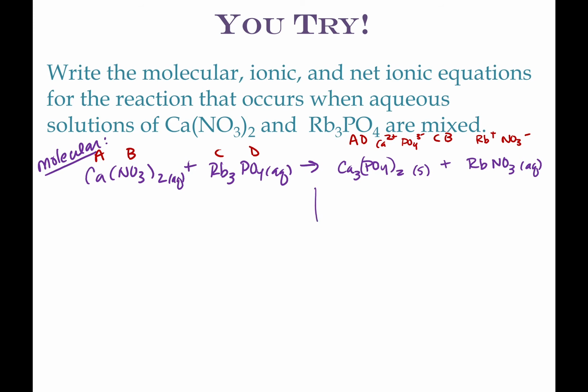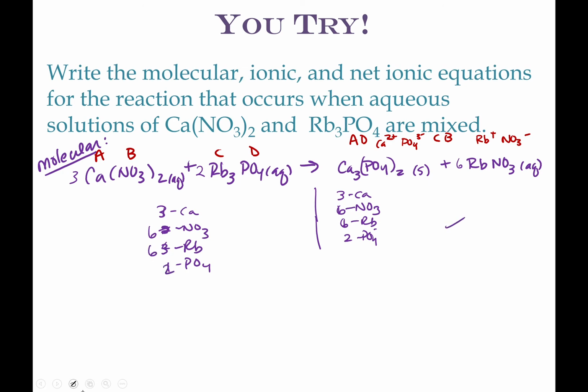So we need to balance this. I have 1 Ca, 2 NO3, 3 rubidium, and 1 PO4. Over here I have 3 Ca, I have 1 NO3, I have 1 rubidium, and I have 2 phosphate. So let's see, I need a 3 here, that makes that a 3, that makes this a 6. Then I have my nitrate, so I'll put a 6 here, I get 6 and 6. So here I would need a 2, and that becomes a 6 and a 2. And now we're balanced. So erase that.